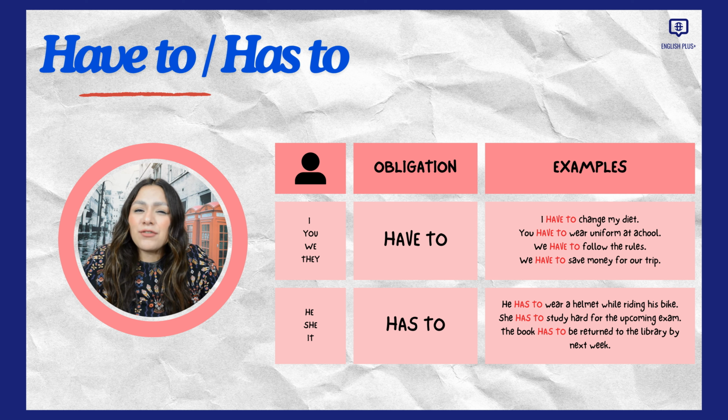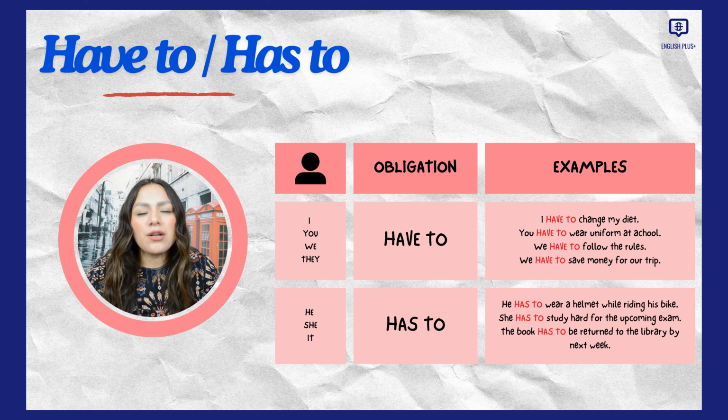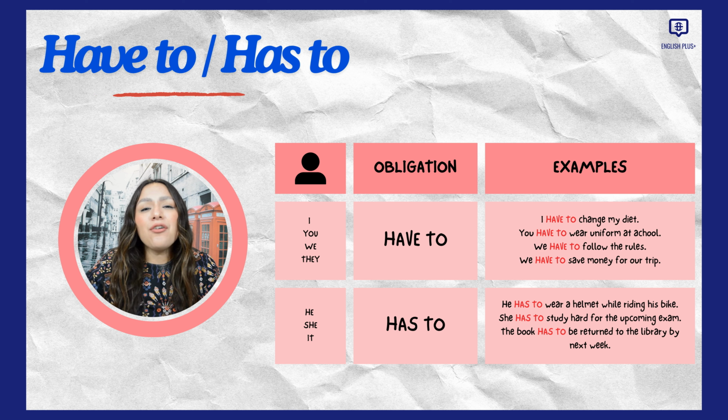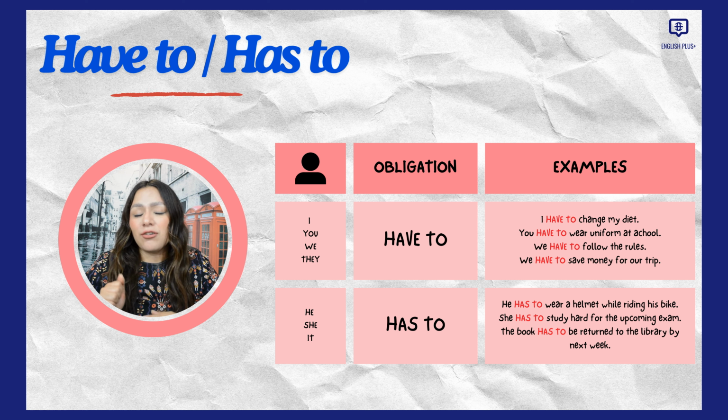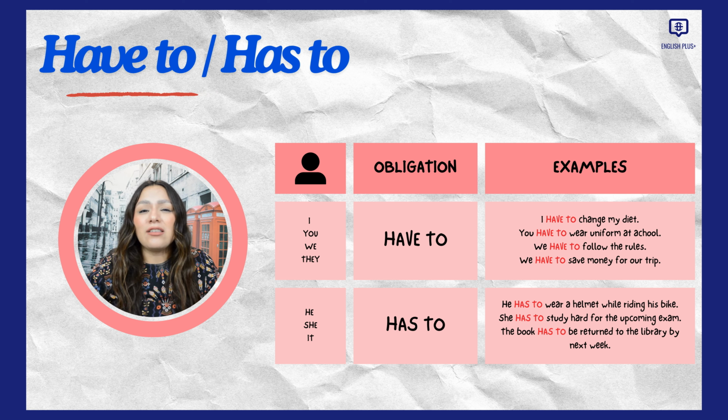When do we use have to? We use have to when we want to express an obligation that another person thinks is necessary. Look at the first example with the pronouns I, you, we, and they. I have to change my diet. Maybe the doctor thinks that it's necessary, right? It's not my personal opinion. It's an obligation that comes from an external person.